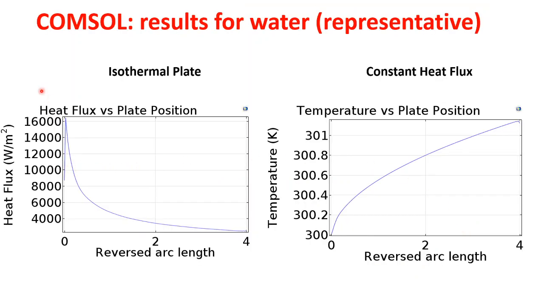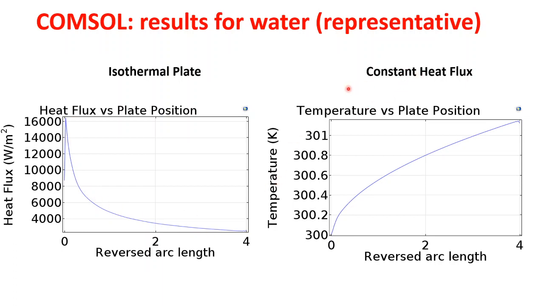So let's take a look at some of the results from COMSOL. I'm going to use water as a representative case and carry you through some of the calculations I did for water, and that's representative of what I did for all of the fluids. So for the isothermal plate, like I said, heat flux is the desired output from COMSOL, and this is the little bit of irregularity that I'm talking about at the beginning of the plate. This is also the data that I exported into MATLAB to finally calculate the local heat transfer coefficient.